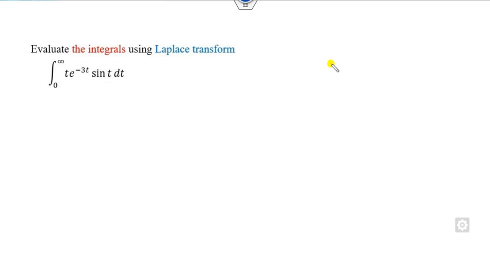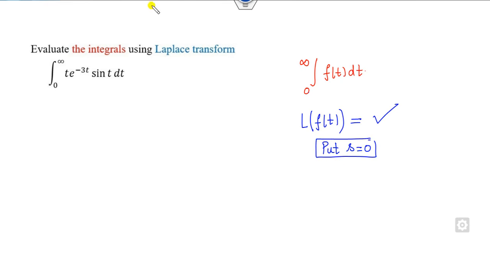Whenever you have the function f of t from 0 to infinity, make sure the limit must be from 0 to infinity. If the limit is from 0 to 7, then today's lecture trick is not applicable for you. The rule is, you find the Laplace transformation of f of t, and then substitute s equal to 0, and you will get the right answer. This is my tip number 1.